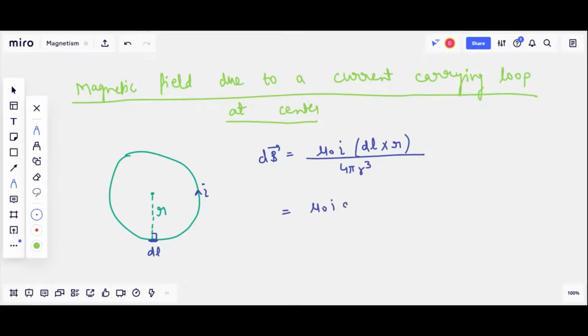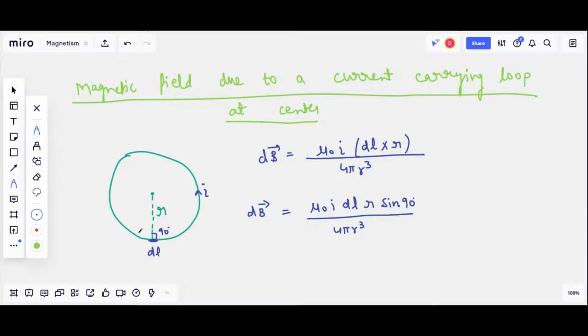We know that to remove the cross product, we multiply dl times r with the sine of the angle between them. And we just discussed that the angle between them is 90, so we are going to replace this by sine 90 over 4 pi r cube. And this is the magnetic field due to a current carrying elemental wire.